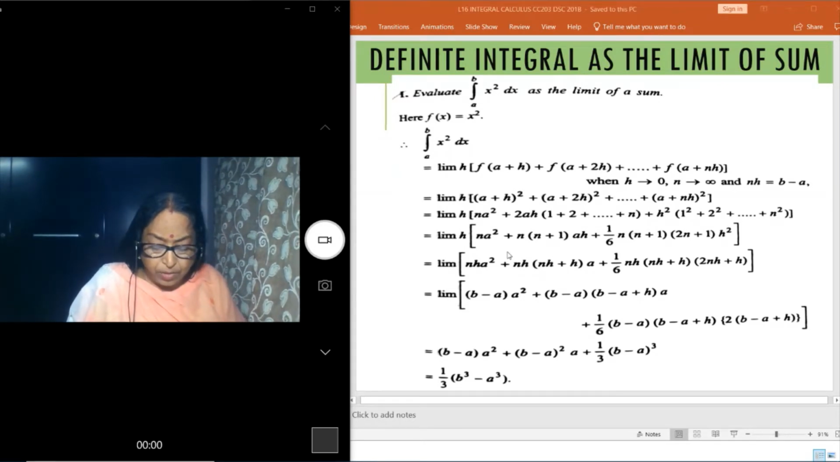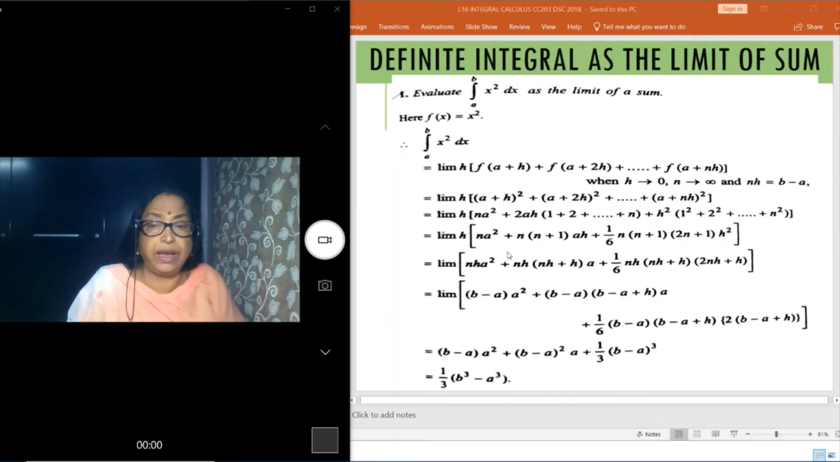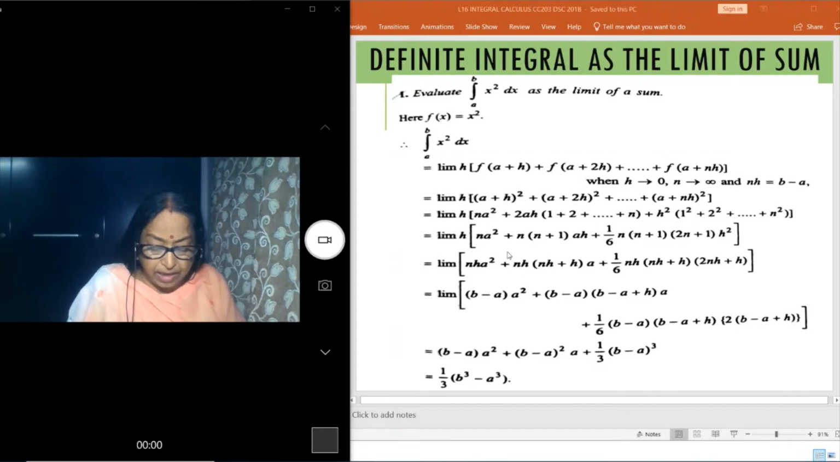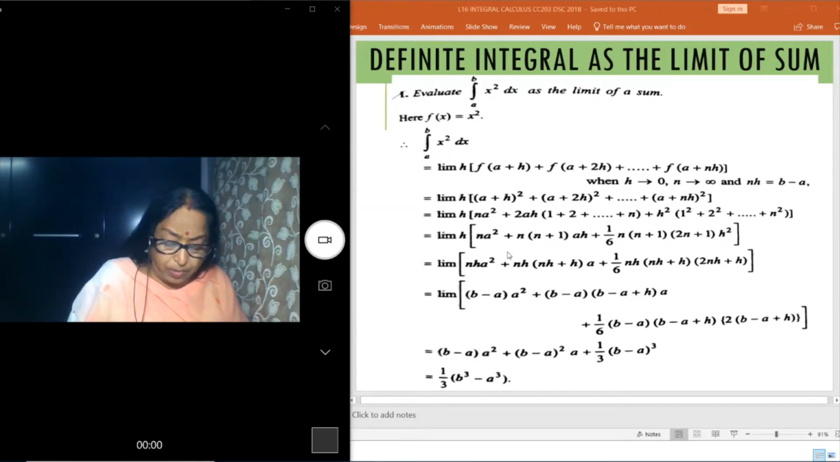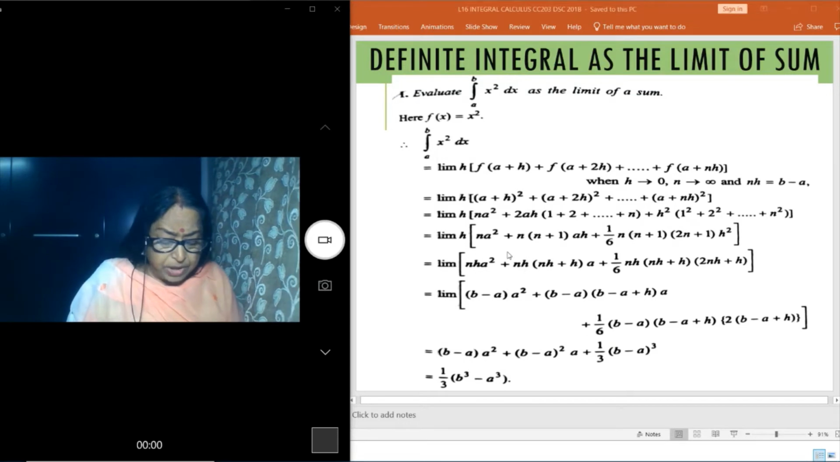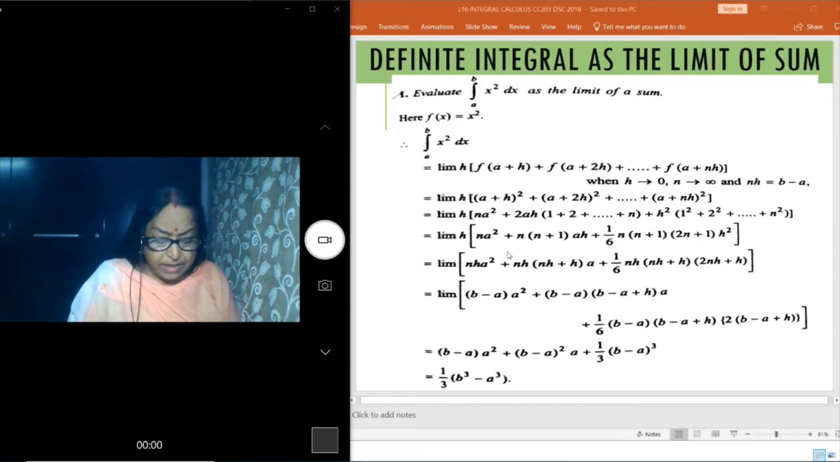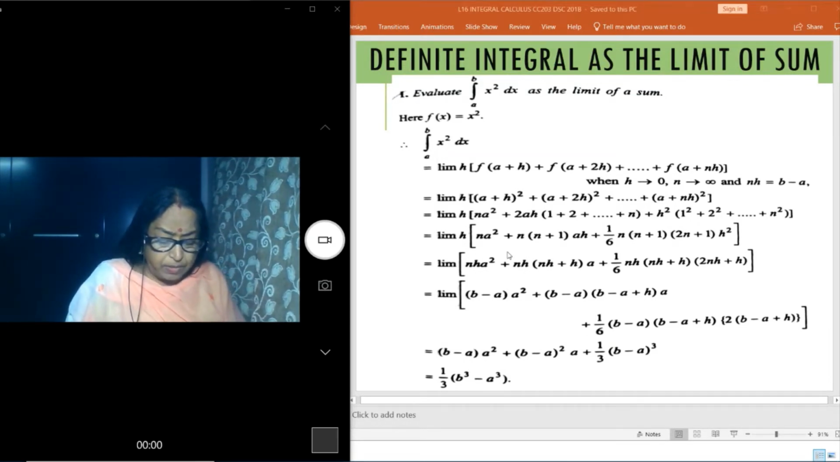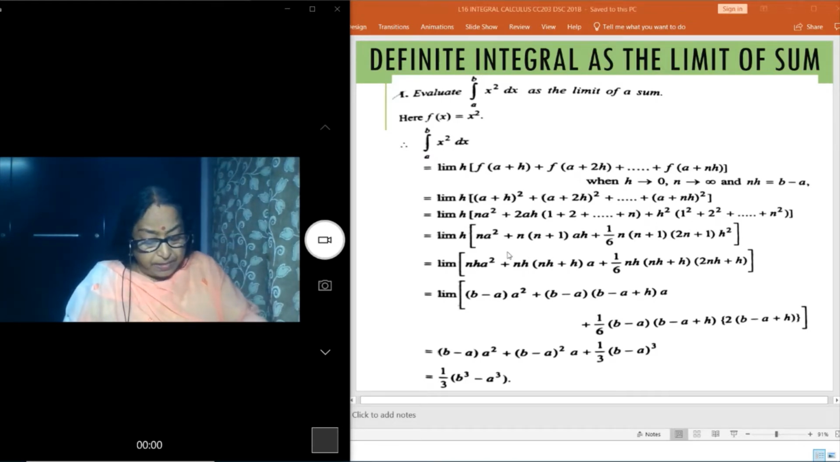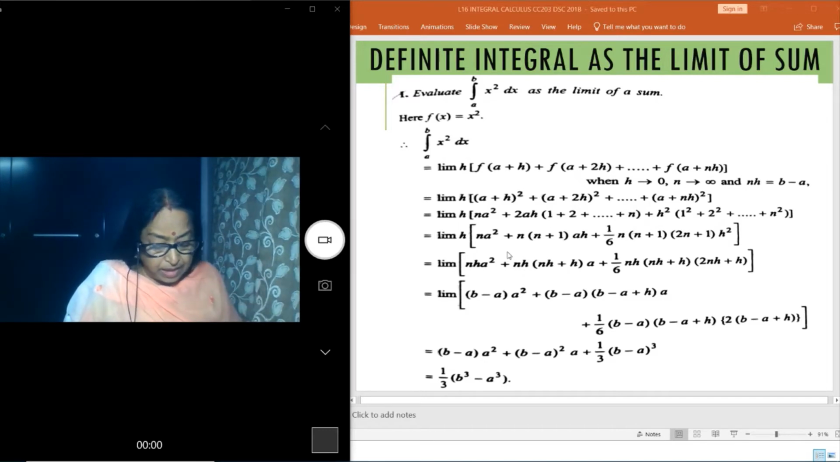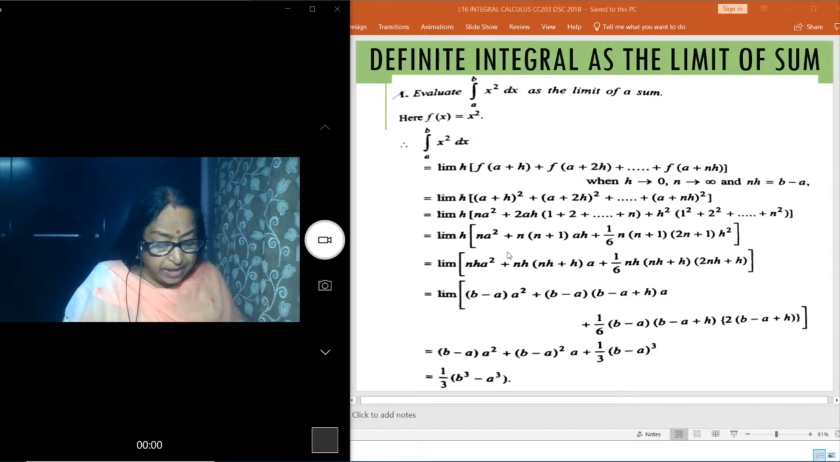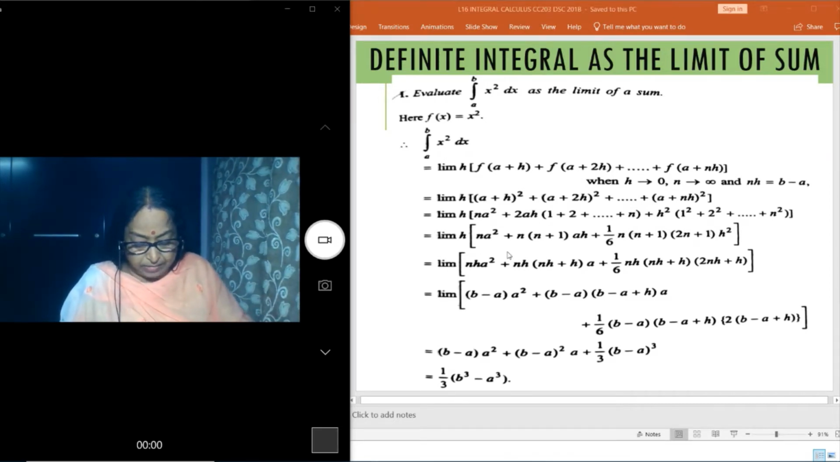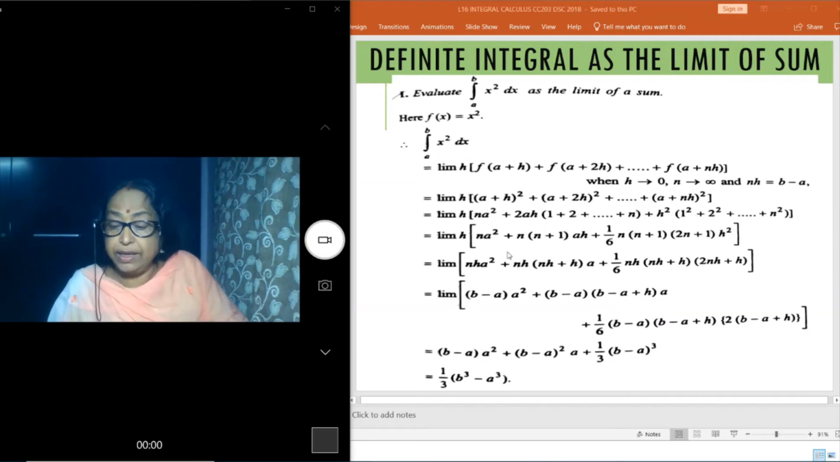So next step: for 2ah, the sum of n natural numbers can be written as n(n+1)/2. So the 2 cancels and we are left with n(n+1)ah. Then the summation of squares of n natural numbers is equal to n(n+1)(2n+1)/6, times h squared. After putting its value, that is, in place of nh we put b minus a, we ultimately get 1/3 (b cubed minus a cubed).